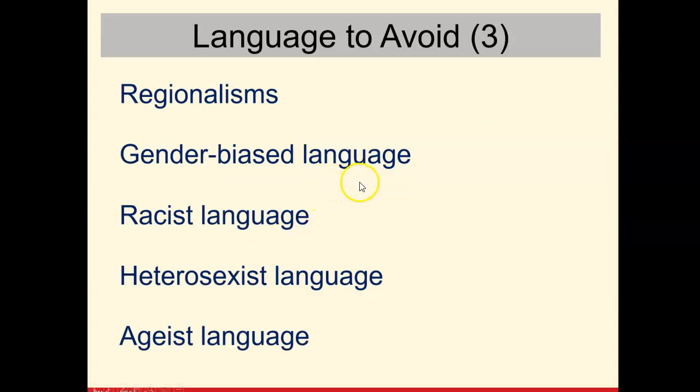It's important to avoid regionalisms. Regionalisms are terms that deal with a certain region or a certain part of the country. We should avoid gender-biased language, racist language, heterosexist language, and ageist language. And again, those terms and definitions are all found in your textbook.